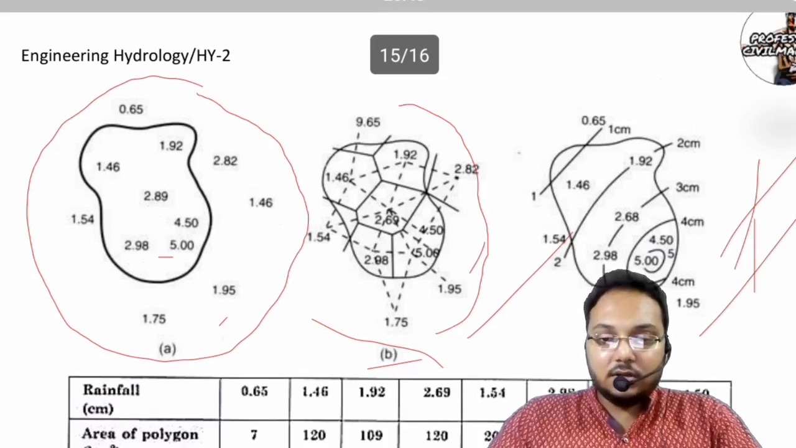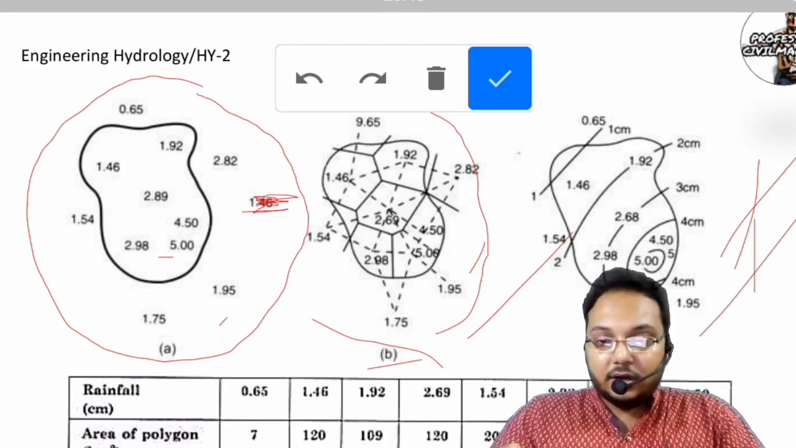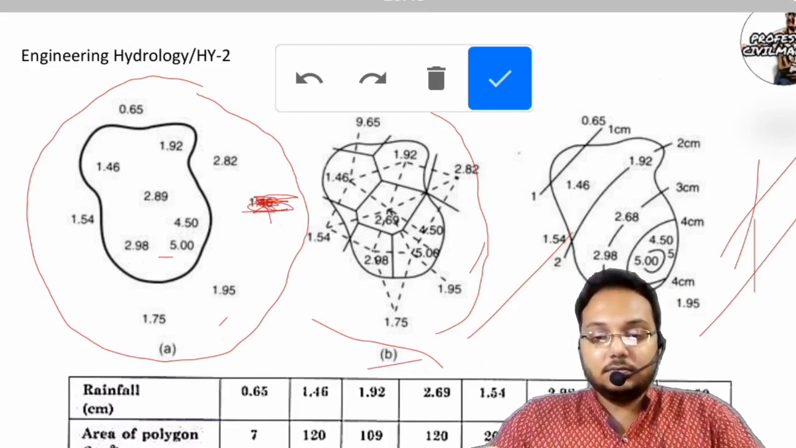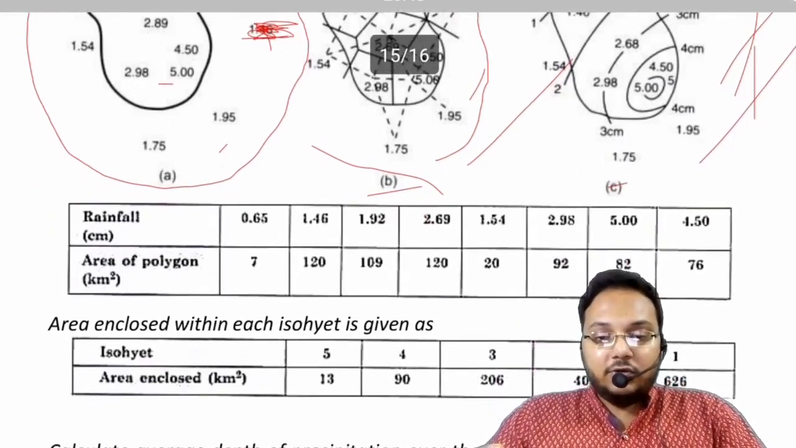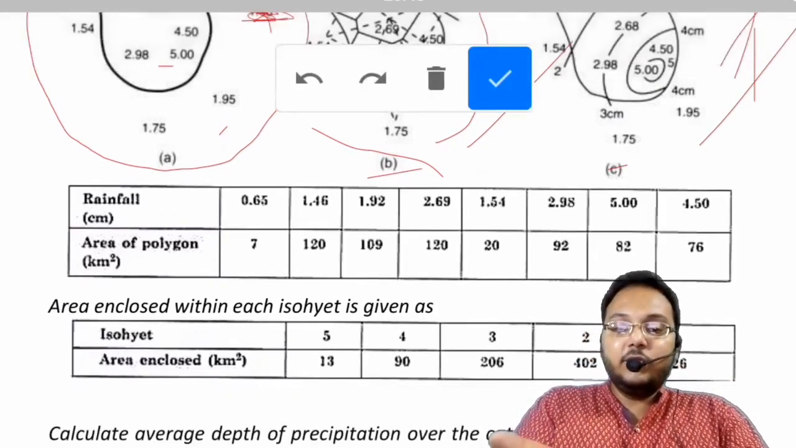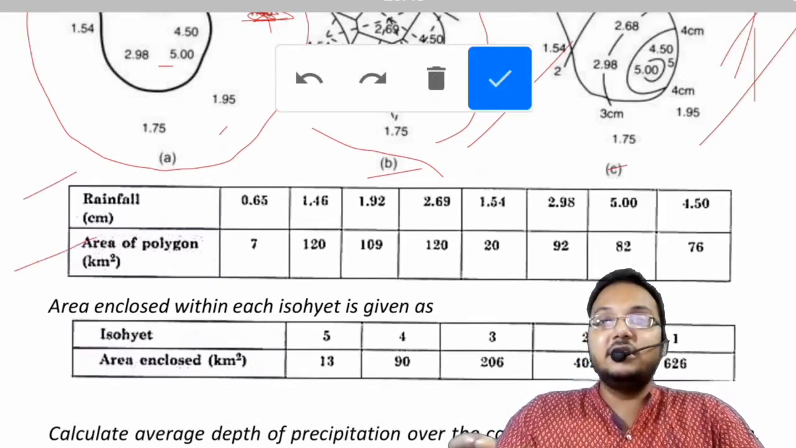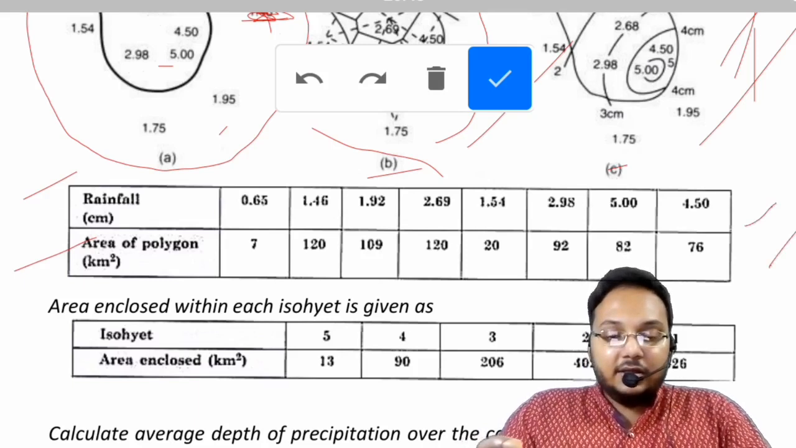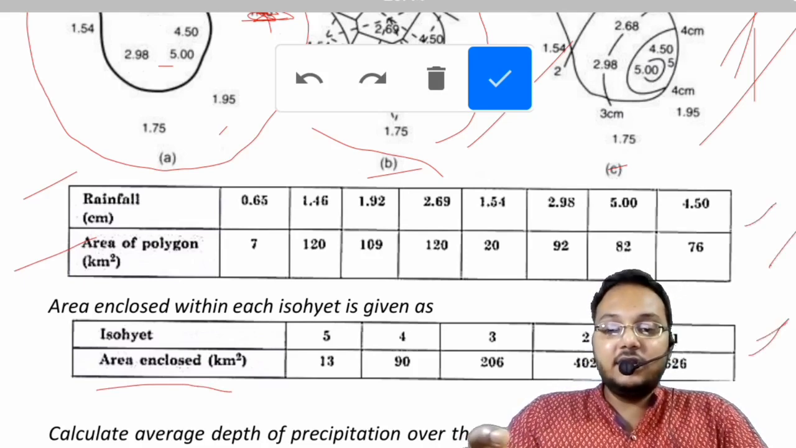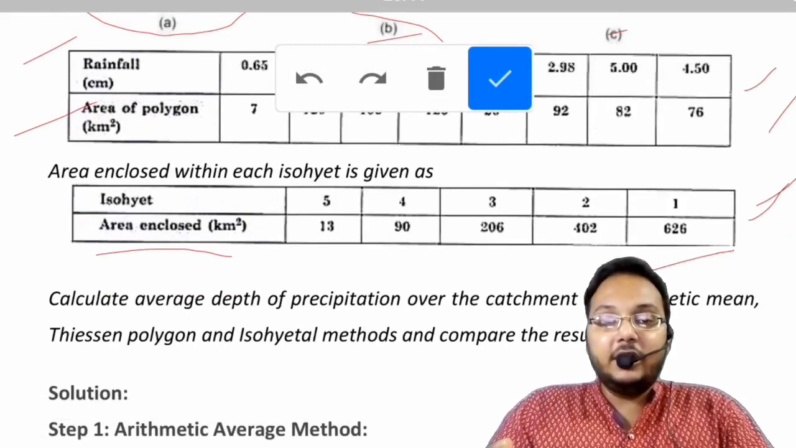Just one more thing, there is no value such as 1.46, I guess. Yeah, there is no value such as 1.46. This might be some kind of printing mistake. Also, in the next two tables, in the first table we are given the area of the polygons, and this table will be used for the Thiessen polygon method, and in the second table we are given the area enclosed by the isohyets, and this table will be used for the isohyetal method.